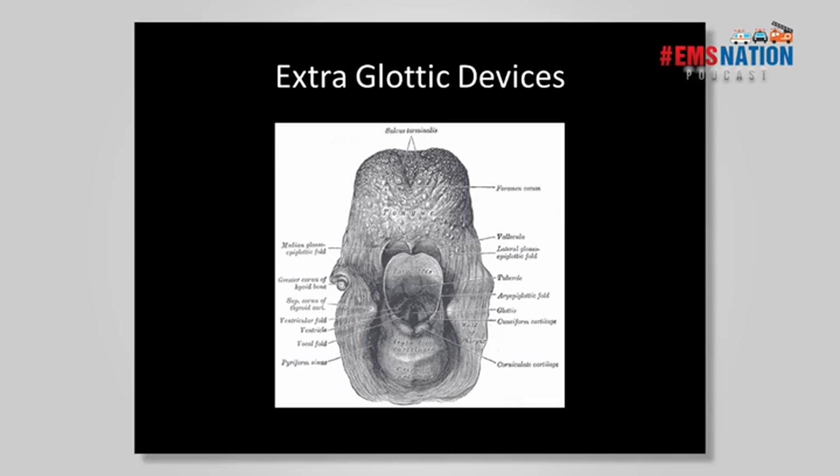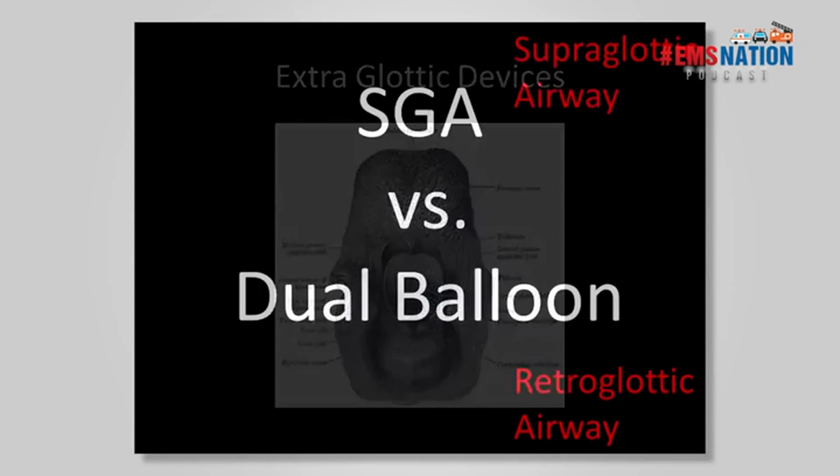You see the base of the tongue here. You see the laryngeal structures here. Here's the epiglottis. Here are the vocal cords. This is where the esophagus would be. This hole right here is the glottis, okay, as we all know. Extraglottic devices are invasive airway devices that do not go through the glottis. They're extraglottic, okay? Not rocket science.